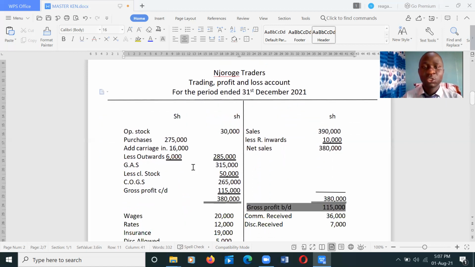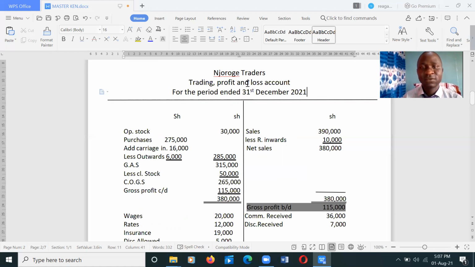After that, you have to draw a line and then divide into two. On one side you deal with what has come into the business, the goods, and then you deal with the sales. Remember, while preparing this, our aim is to determine the GP, or the gross profit. Gross profit is equal to sales minus the COGS. COGS stands for cost of goods sold. Okay, let us start preparing the trading profit and loss account.